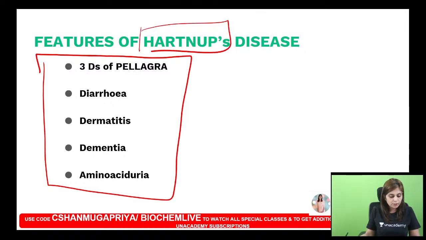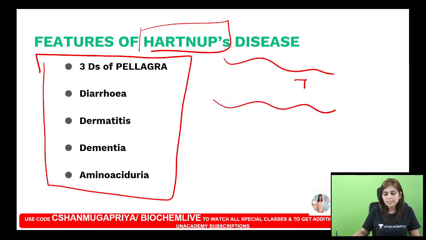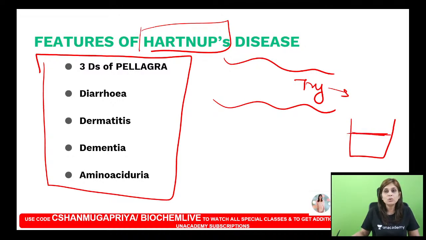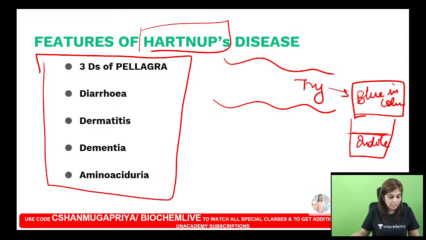Yes, blue diaper is also a feature. Very good, Dinesh. The reason for blue diaper in Hartnup's disease is that tryptophan is found in urine. When this urine gets exposed to air, the indole ring of tryptophan will get oxidized to form ketol compounds. These ketol compounds are blue in color, and that is why it is called blue diaper syndrome. So Hartnup's disease will also present as blue diaper syndrome.